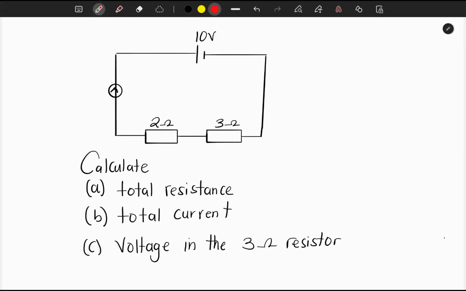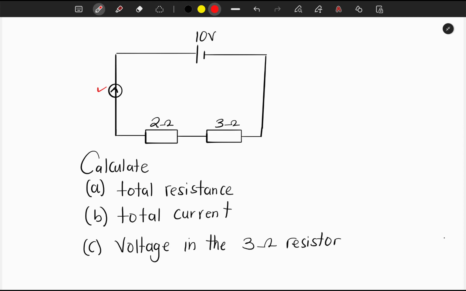All right, so we have a circuit here with a power supply of 10 volts. We have an ammeter here, and we have two resistors that are in series. There's the 2 ohm and the 3 ohm resistor. So we have three questions here. Calculate the total resistance, calculate the total current, as well as the voltage in the 3 ohm resistor.